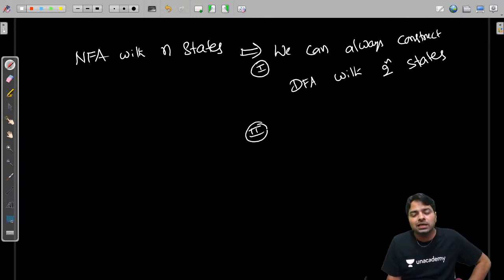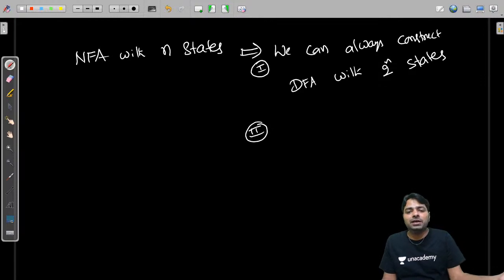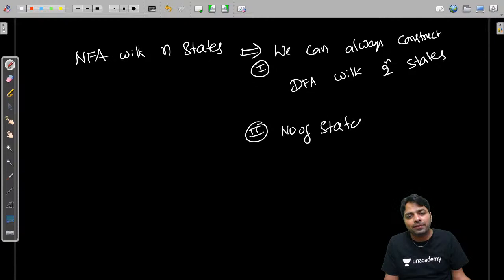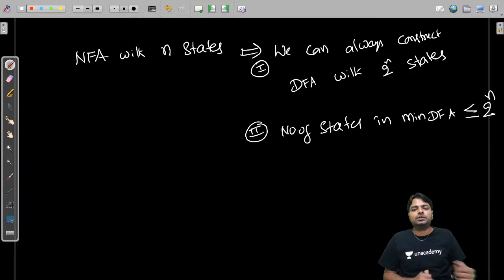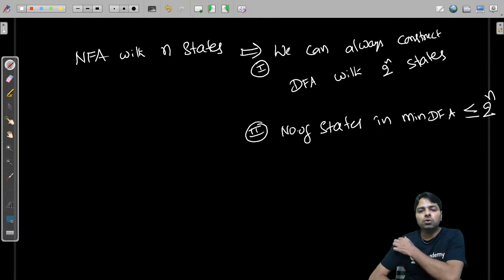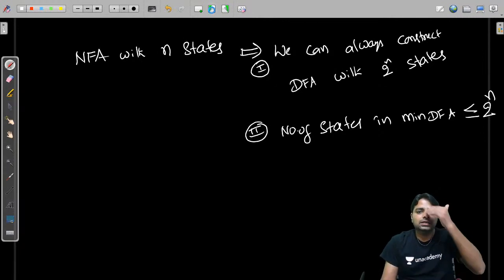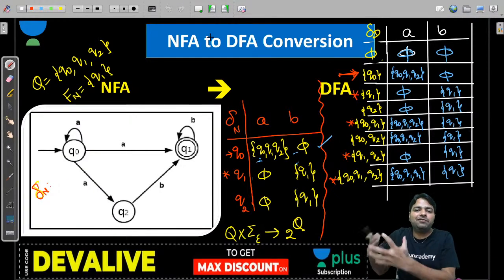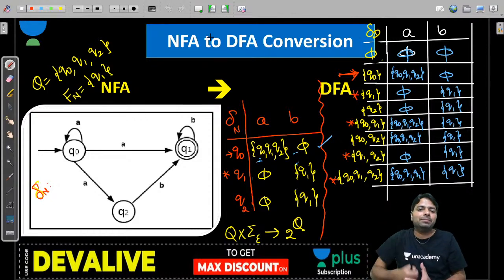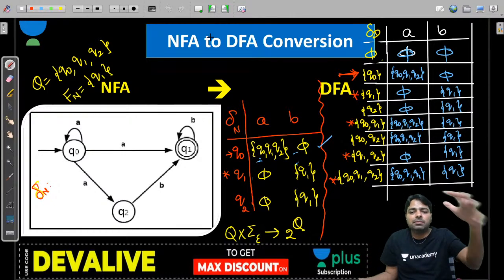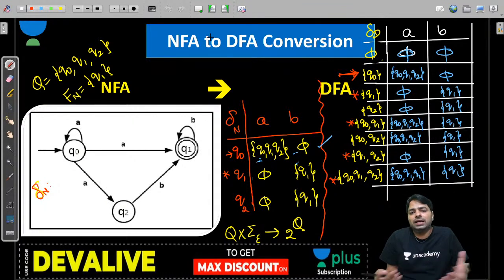The second point: if anybody asks how many states are in the minimum DFA, the number of states has to be either 2 power n if it is already minimum, otherwise it could be less. The minimum DFA will be less than or equal to 2 power n. And that's what we are going to learn now. Is this clear? Because you already have a DFA with 2 power n states, either this will be minimum or less than this, because some of the states may be useless, so we can delete them.